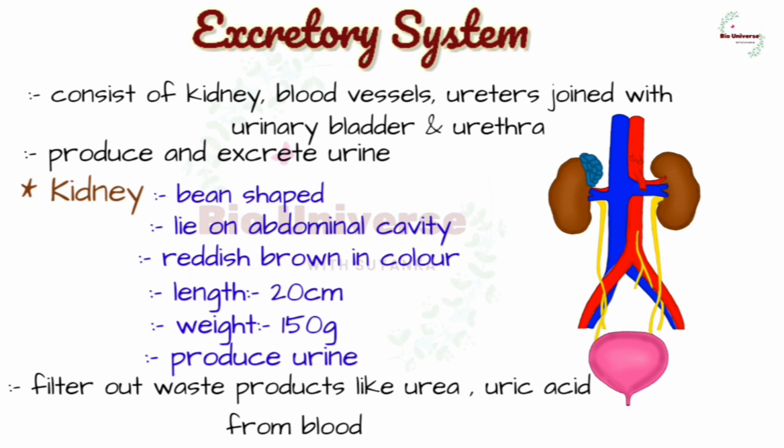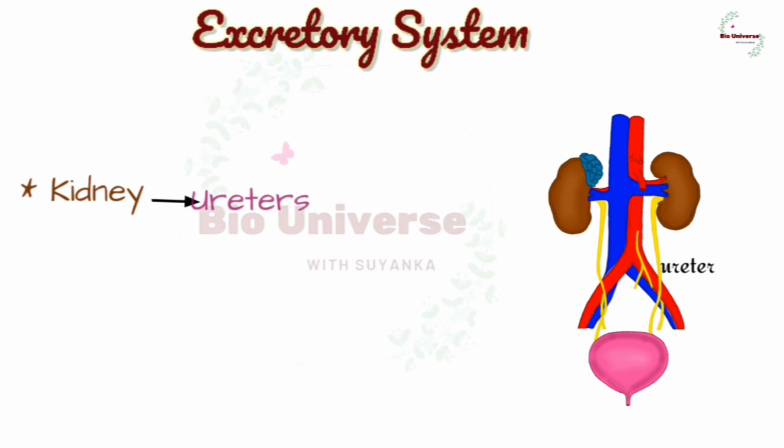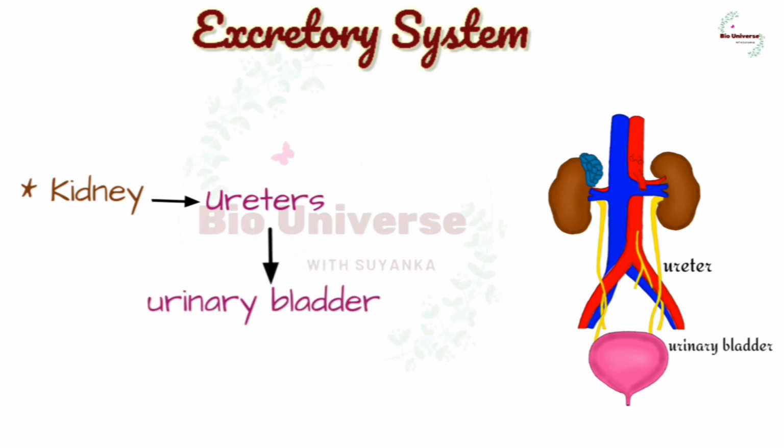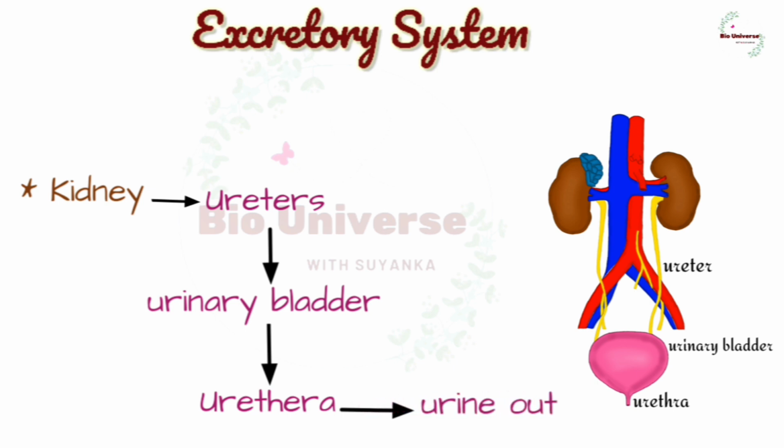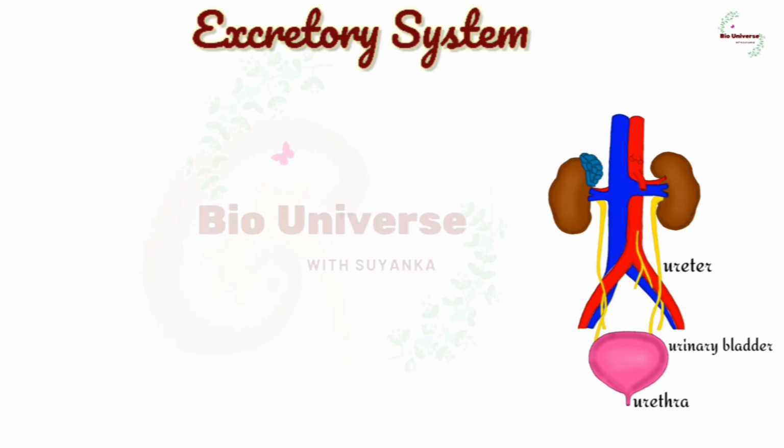Urine leaves each kidney through a tube called ureter. The ureters from both the kidneys are connected to the urinary bladder that collects and stores urine. Ureters carry urine from the kidneys into the urinary bladder. The urethra is a canal that carries urine from the bladder and expels it outside the body.